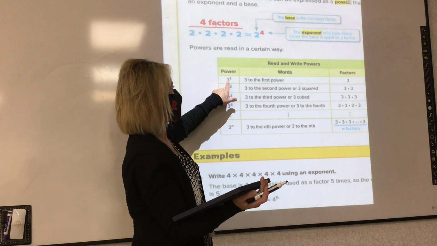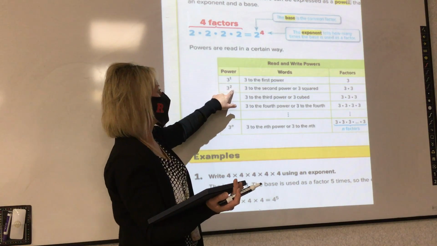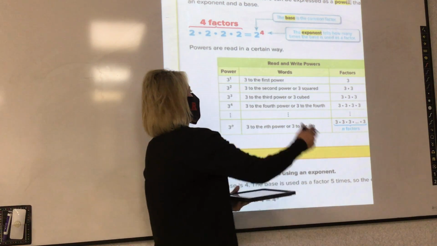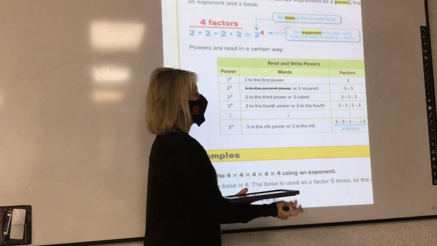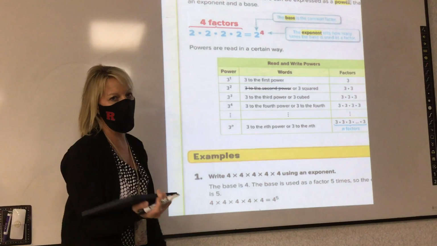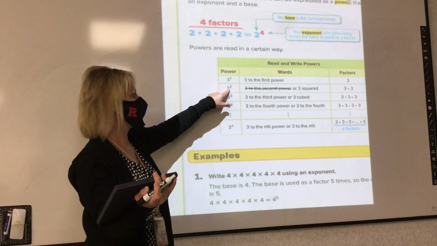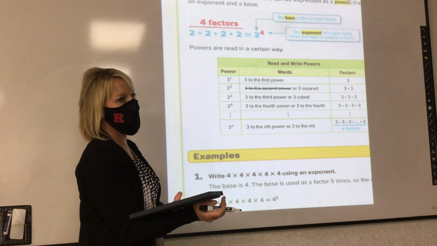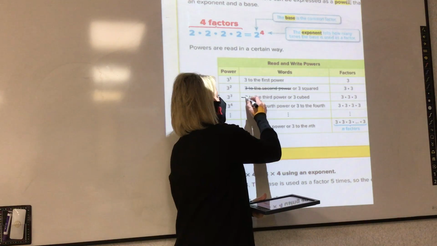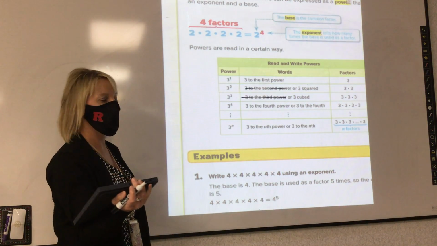So this would be 3 to the first power. Then we have 3 to the second power. But I want you to put a line through that a little bit, because I want you to get more used to saying it is 3 squared. When you see a little number 2, it's squared. Then I have 3 to the third power, or 3 cubed. I want you to cross off to the third power and get used to saying that it is cubed.